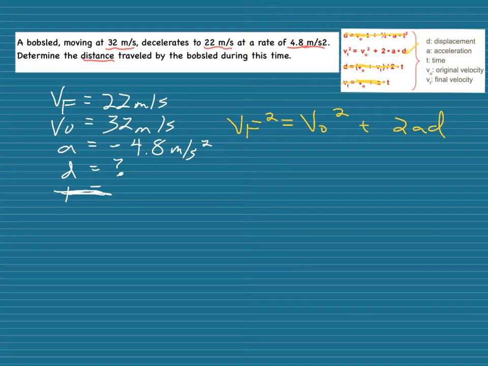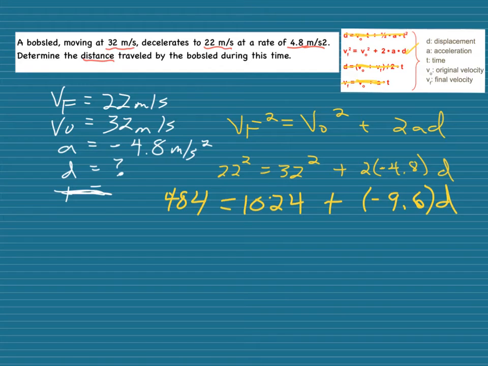I'm going to plug my numbers in. So that's going to be 22 squared equals 32 squared plus negative 4.8 times 2 times D, and I'm solving for D. Okay, so when I do the math, I get 484 equals 1024 plus negative 9.6 D. So next I need to subtract both sides by 1024. Trying to get the D by itself.